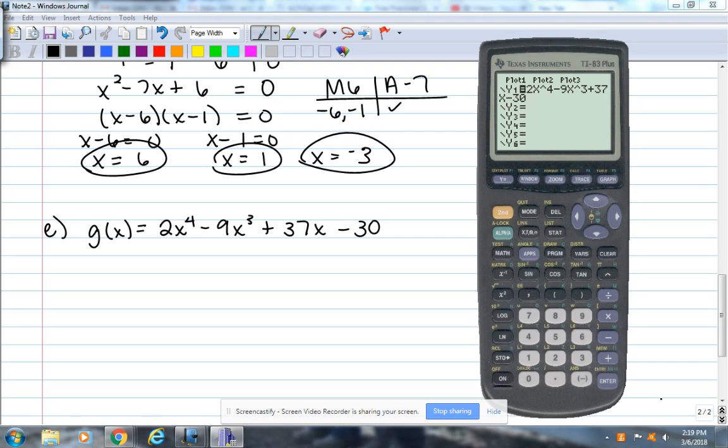Y'all make sure you copy it right, because there's not an x squared.